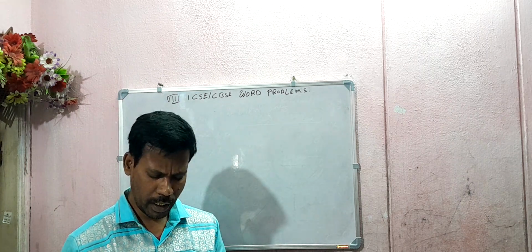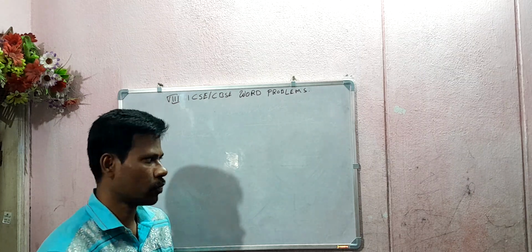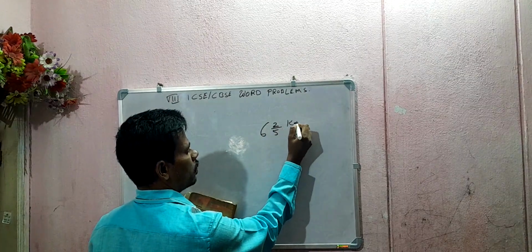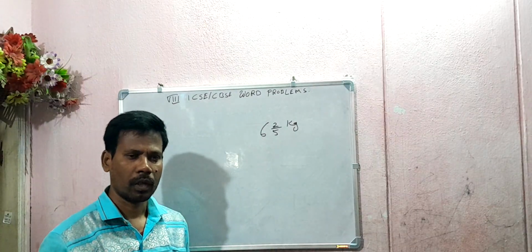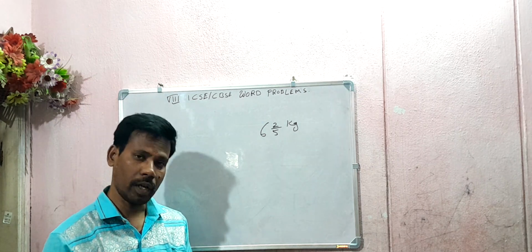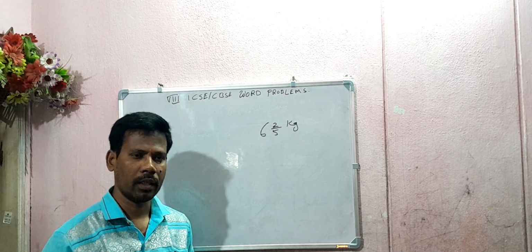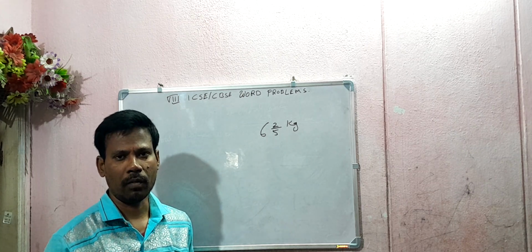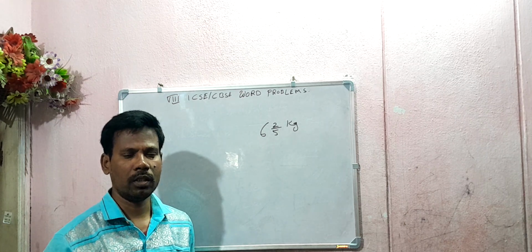What is the weight of 20 packets if each packet weighs 6 2 by 5 kgs? Each packet is 6 2 by 5 kgs. Each means 1. Of means multiplication. Remember these things: when you get more, you need to multiply. When you get less, you need to divide. Of means multiplication.